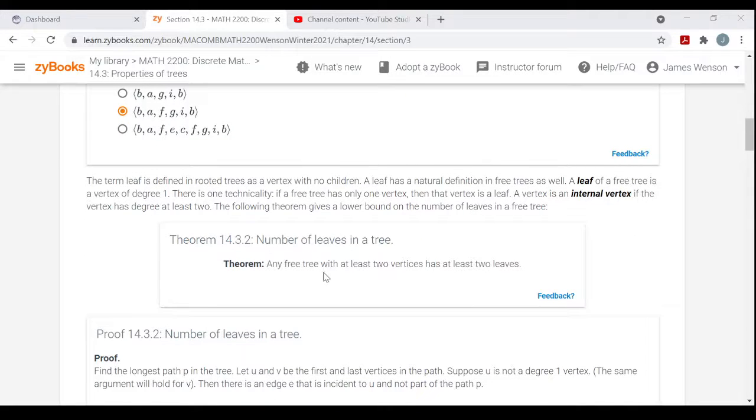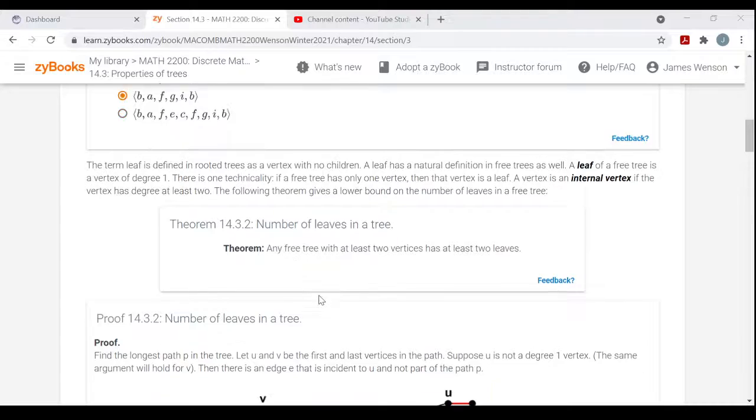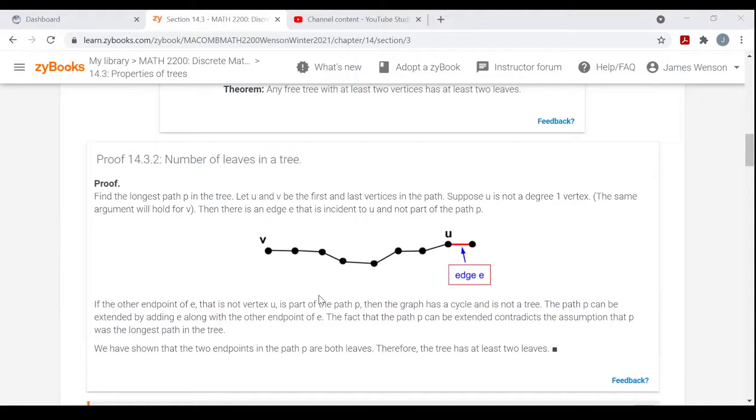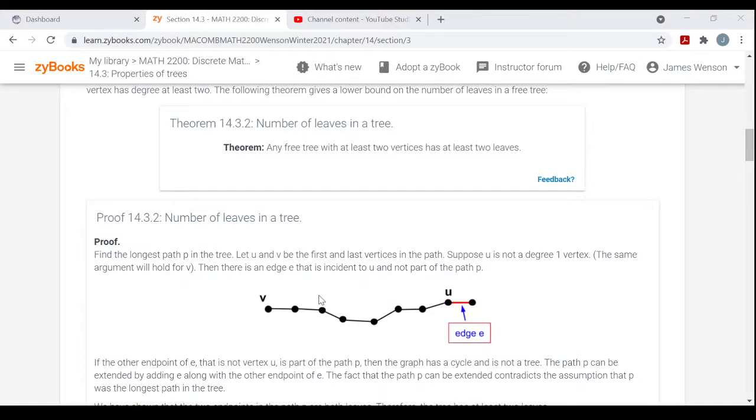Any free tree with at least 2 vertices has at least 2 leaves. I'm going to take you through a proof of this again. It's a proof by contradiction. I'd like you to read it and hopefully you can make sense of it. But basically any tree you look at is going to have at least 2 vertices with degree 1. Any graph with no cycles is going to have at least 2 vertices with degree 1, as long as it has at least 2 vertices.